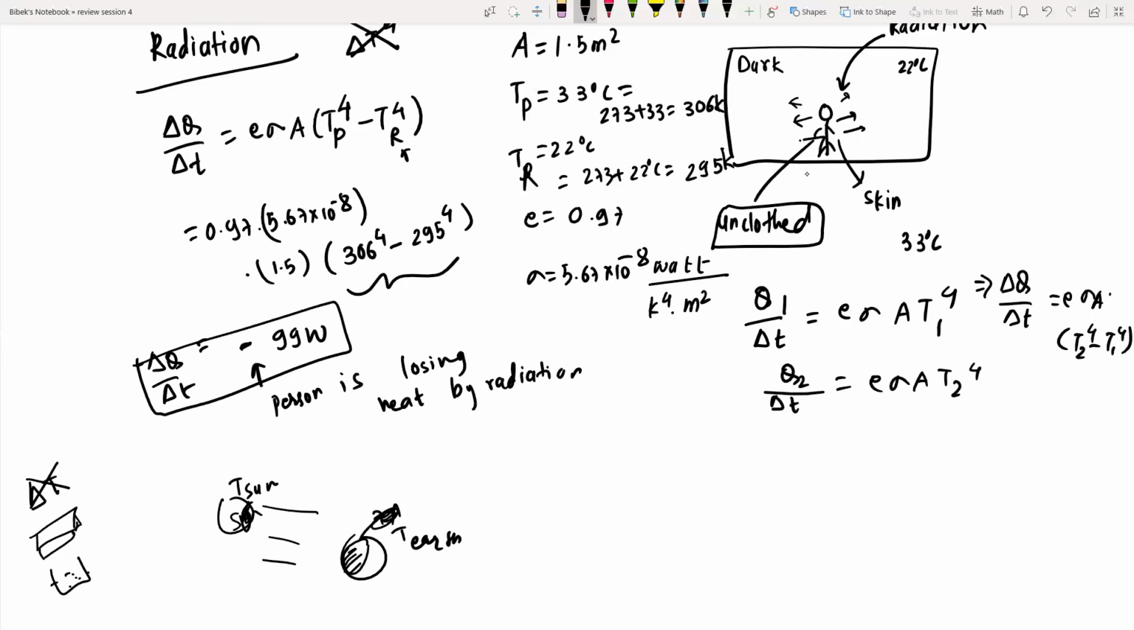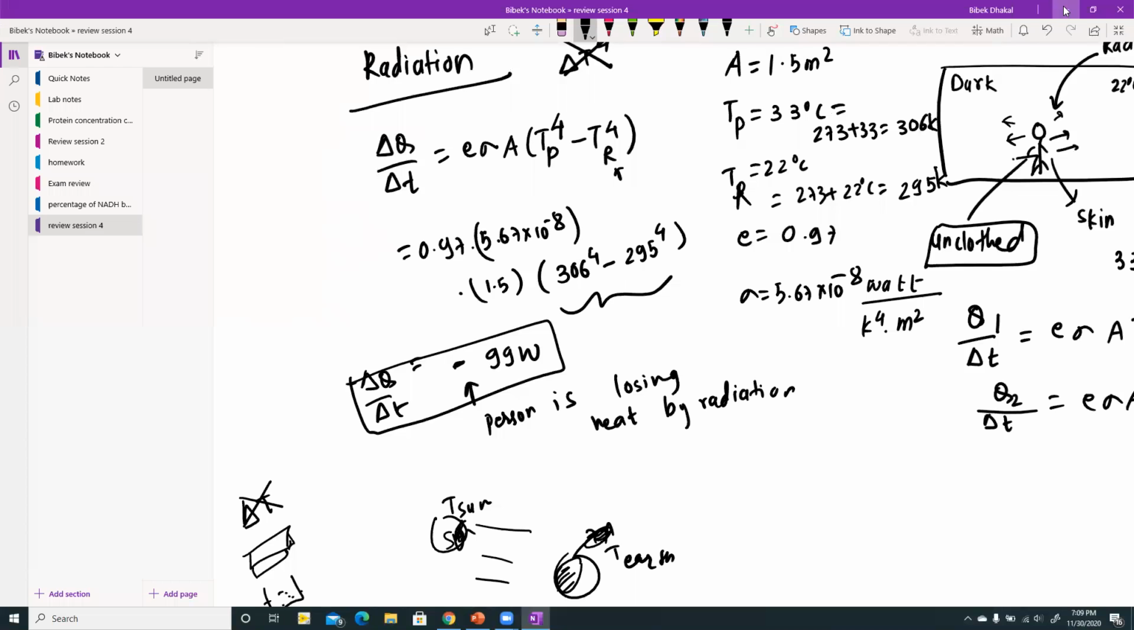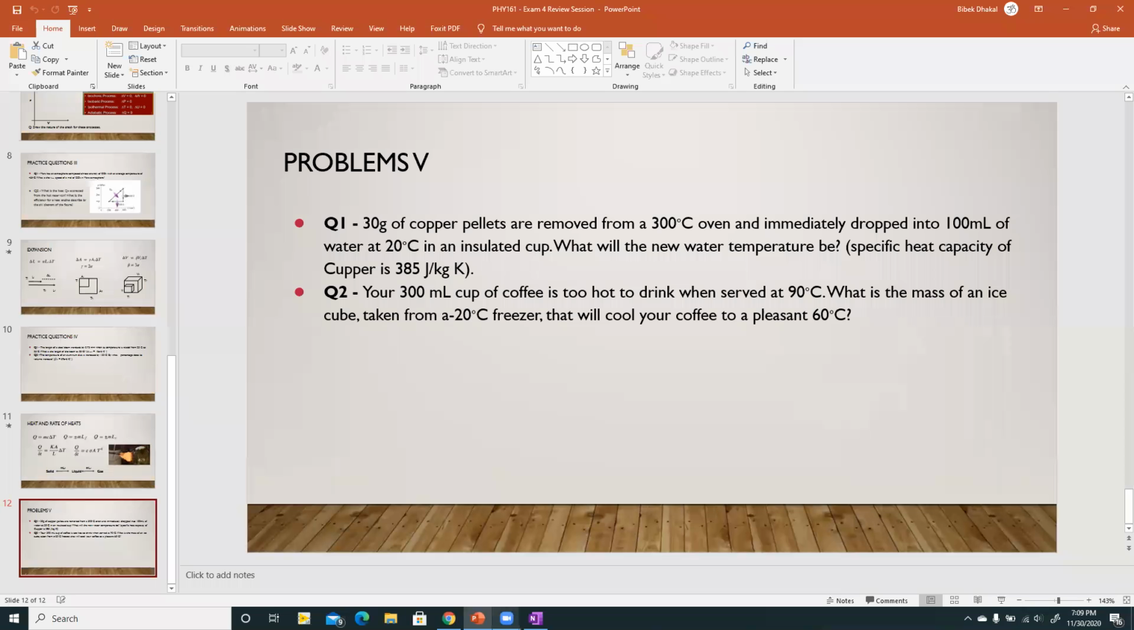Are there any other questions? So if there are none, then that's it for today. I'll post these problems in Canvas with the lecture notes.